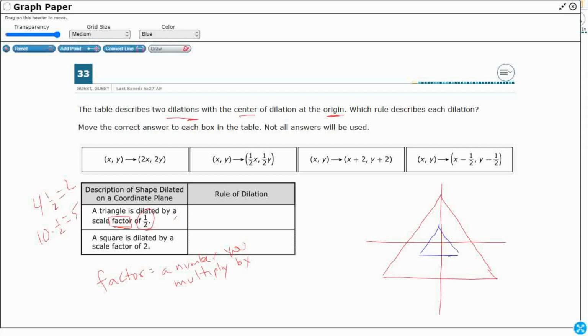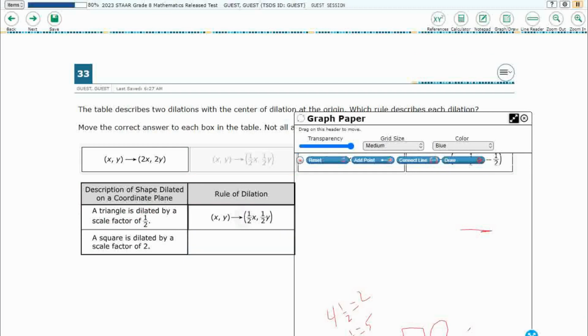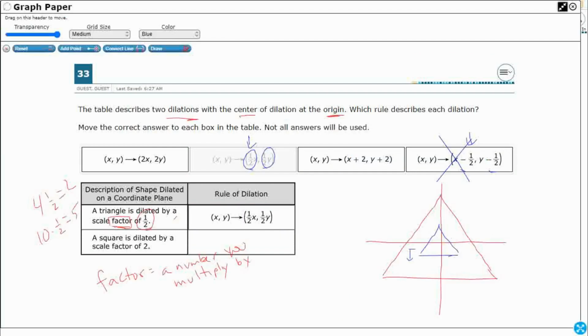So what would be the best way to represent this? I see this half right here, and I see this half right here, so it's going to be one of those two options. But as we can see, in the second choice right here, we're subtracting 1/2, so that's not going to really do anything. That's actually just going to shift it to the left a little bit and down a little bit. So it's not going to be that one. On this one, because it is a scale factor, we are going to multiply x by 1/2 and y by 1/2.